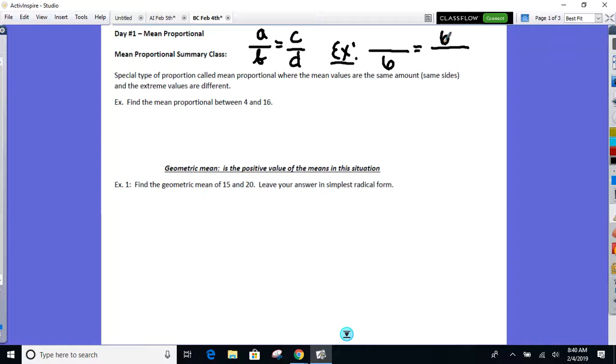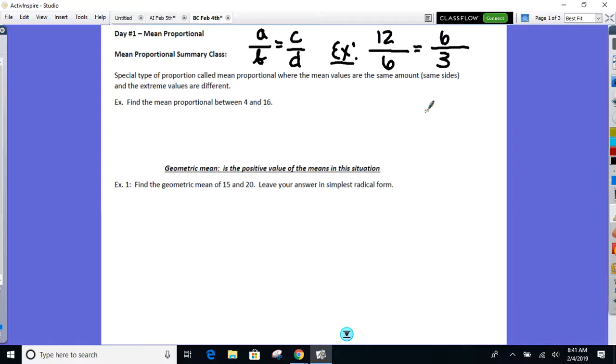6 and 6. Everyone see where the means are the same? Extremes will be different. And the extremes are different. The means are the same, but the extremes are different. And everyone agrees this proportion's correct, right? 36 equals 36 when I cross multiply. We say the mean proportion here is 6. The mean proportion is 6 in this proportion.